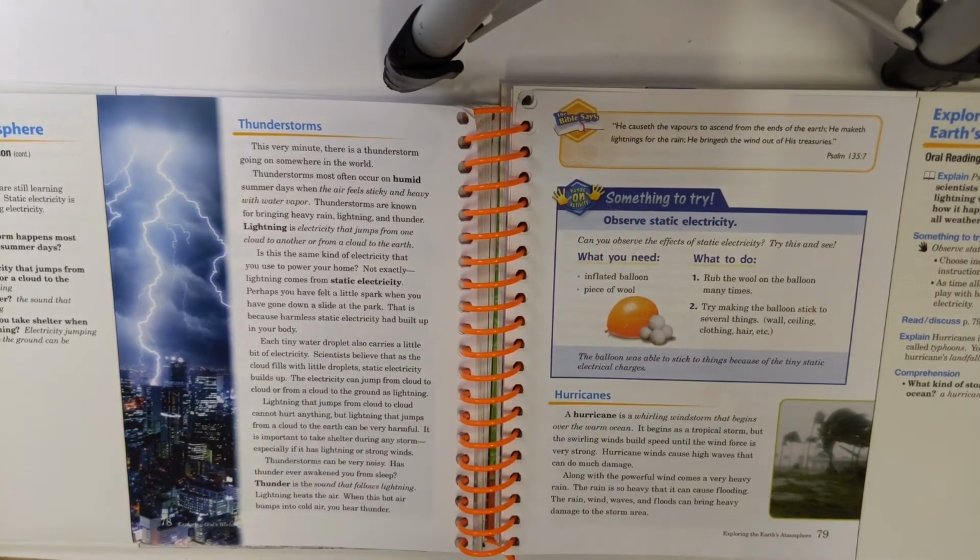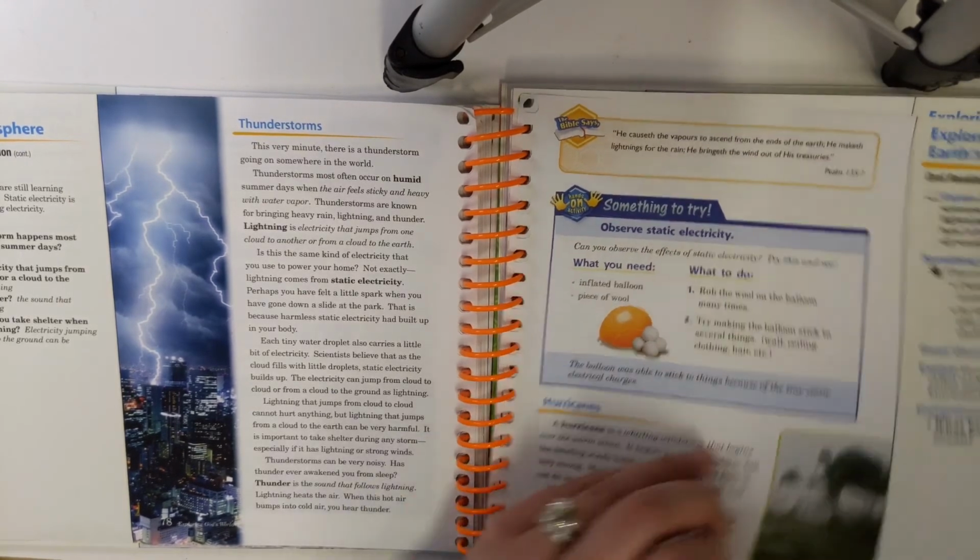A hurricane is a whirling windstorm that begins over the warm ocean. It begins as a tropical storm, but the swirling winds build speed until the wind force is very strong. Hurricane winds cause high waves that can do much damage. Along with the powerful wind comes a very heavy rain. The rain is so heavy that it can cause flooding. The rain, wind, waves, and floods can bring heavy damage to storm areas.